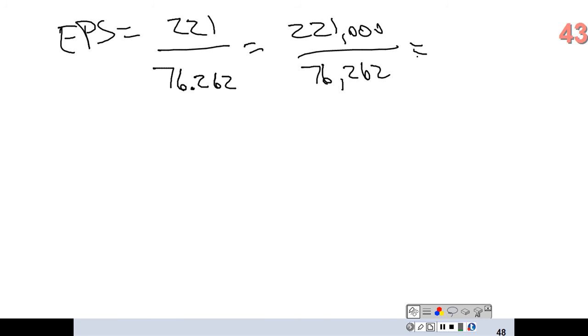And it should come out to, if your book is correct, $2.90 per share. So is that correct? 2.90? Okay. So again, this is just another way of stating how profitable the company is. This company made $2.90 per share of common stock outstanding. Again, good or bad, we don't really know at this point. We could have said the company made $221,000, or we could say it made $2.90 per share.